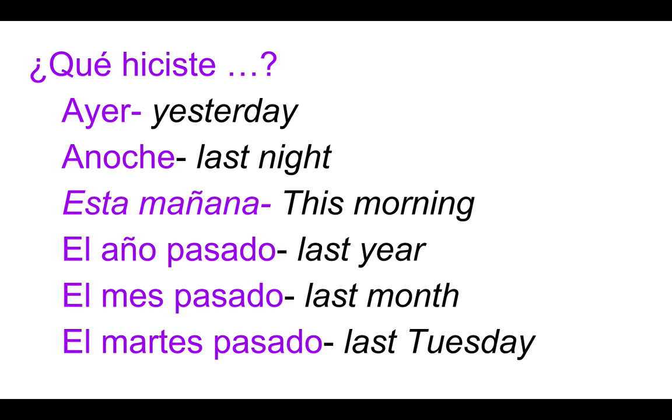¿Qué hiciste? What did you do? The words ayer, anoche, esta mañana, el año pasado, el mes pasado, el martes pasado. These words trigger the preterite. These words indicate that this is a past action and it happened at a specific moment. So these vocabulary words are very important to know.